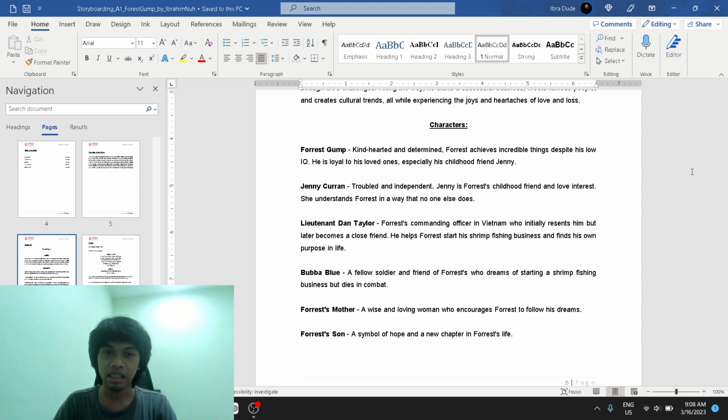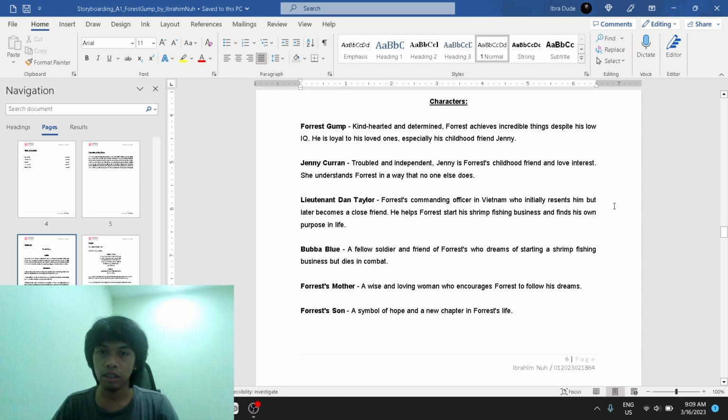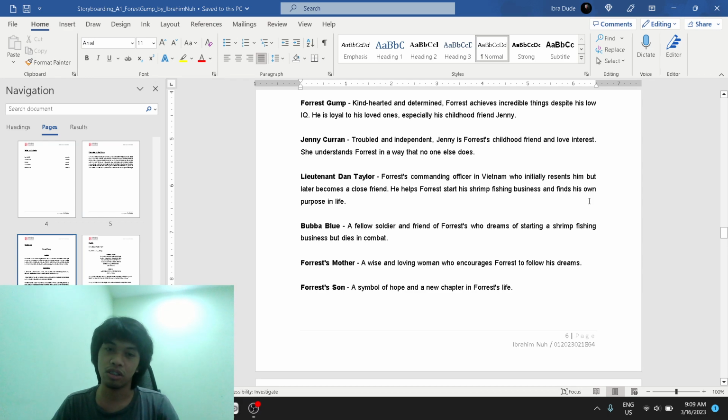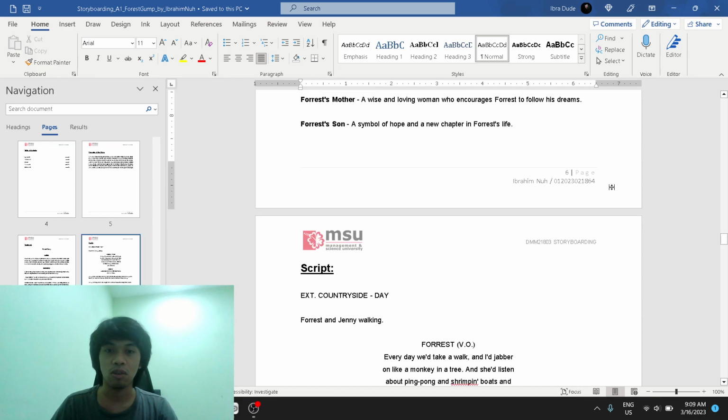But later on, he understands and appreciates Forrest and started a shrimp fishing business with him, and finally finds a purpose in his life. And we'll look into Baba, a fellow soldier, a friend of Forrest, who wants to start a shrimp fishing business but dies in combat. Then we have Forrest's mother, a wise, loving woman who encourages Forrest to follow his dreams. And then we have Forrest's son, which she had with Jenny. In the movie, he is a symbol of hope and a new chapter in Forrest's life.